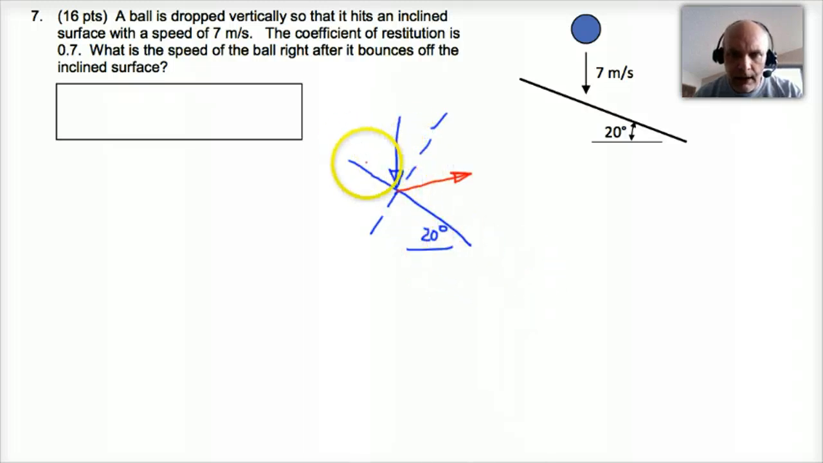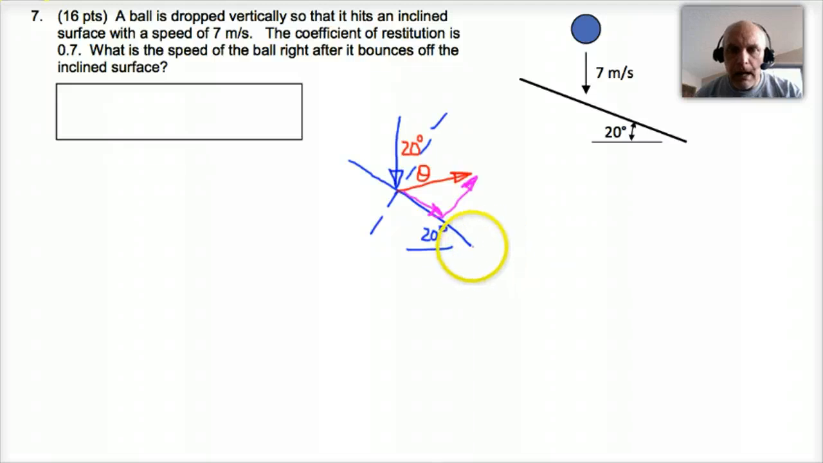If this angle is tilted up 20, the perpendicular to the incline is 20 off of vertical, so we know that's 20. We don't know this angle, theta, and we don't really need to find it. What we're really looking for is this component along the incline and this component perpendicular to the incline.